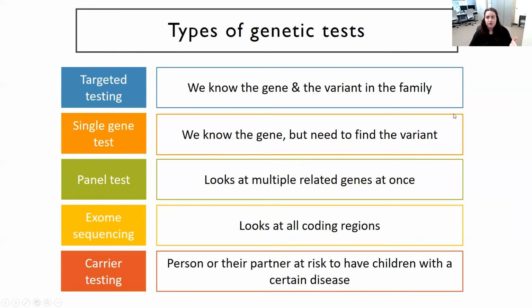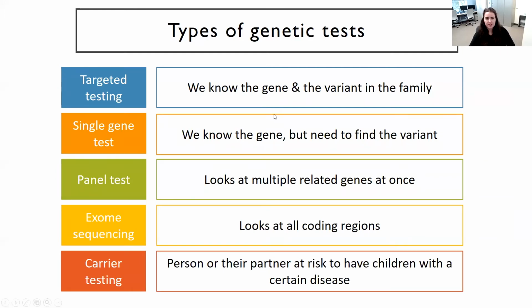Then I want to go through some of the different types of genetic tests that we can order. So targeted testing is for situations where we know the gene and we know the variant in the family. For example, if you came in and said, my mom has CMT, I think I might have CMT, here's my mom's test result, can we test for this? And so we would look specifically for that individual gene change.